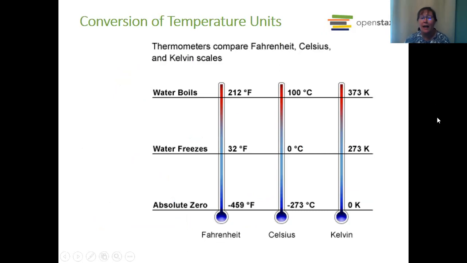Okay, now let's take a look at temperature. Here we have different temperature scales. In the US, we're accustomed to the Fahrenheit scale. Absolute 0 on the Fahrenheit scale is that temperature where nothing can get lower than that. Water freezes at 32 degrees Fahrenheit and boils at 212 degrees Fahrenheit. On the Celsius scale, absolute 0 is negative 273 degrees Celsius, but water freezes at 0 degrees Celsius and boils at 100 degrees Celsius.